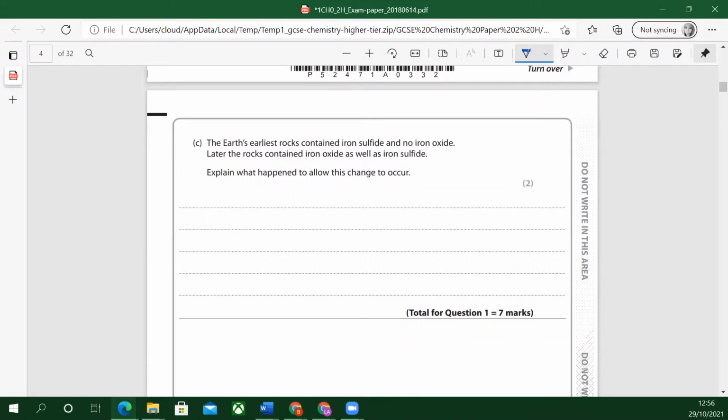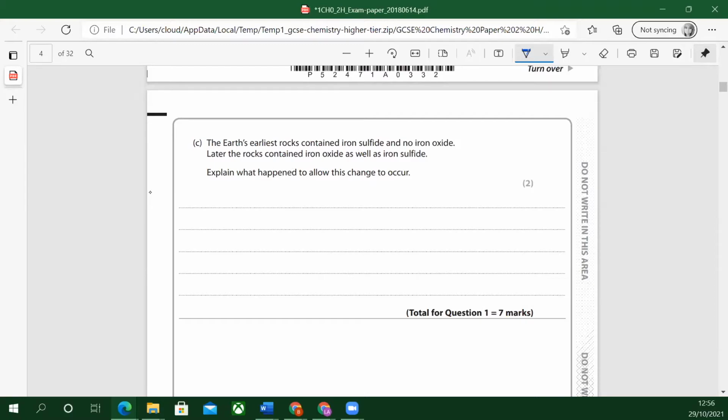So next one. The Earth's earliest rocks contained iron sulfide and no iron oxide. Later, the rocks contained iron oxide as well as iron sulfide. Explain what happened to allow this change to occur. So no iron oxide, first of all. That means there wasn't much oxygen in the atmosphere, because iron reacts with oxygen. That's how you rust.